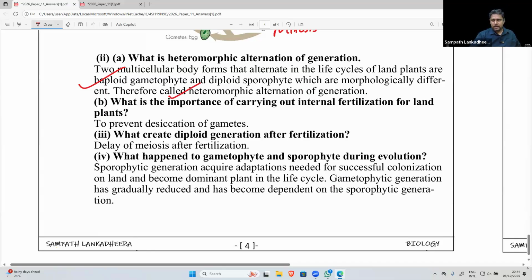What is the importance of carrying out internal fertilization for land plants? Prevent desiccation of gametes. What creates the diploid generation after fertilization? Delay of meiosis after fertilization. So immediately after fertilization, meiosis does not begin.